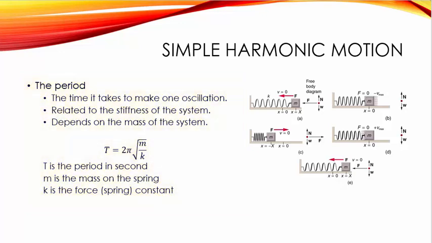And it should make sense that the harder something is to make it oscillate, the smaller the period will be, and the faster it's going to vibrate. And a larger mass will cause a larger period, or a longer period.